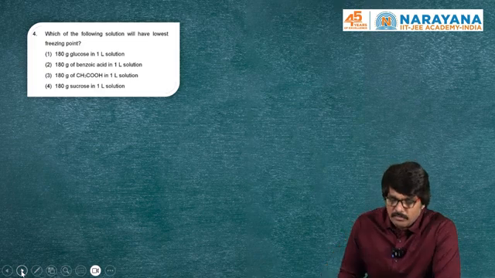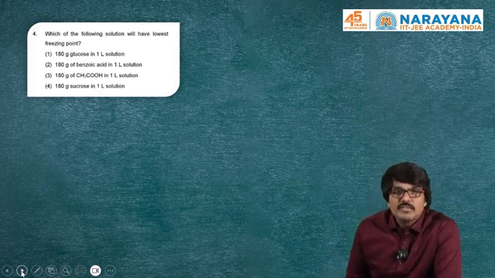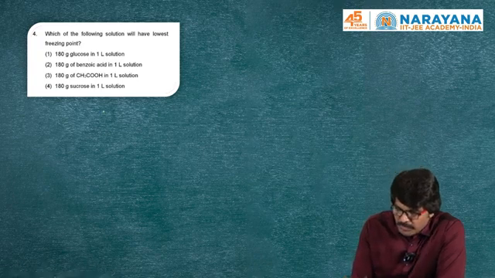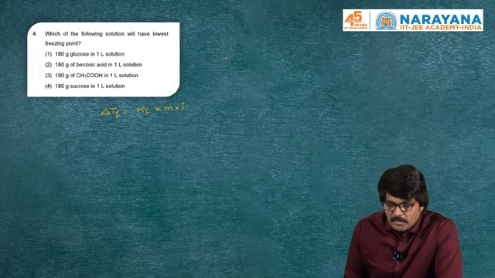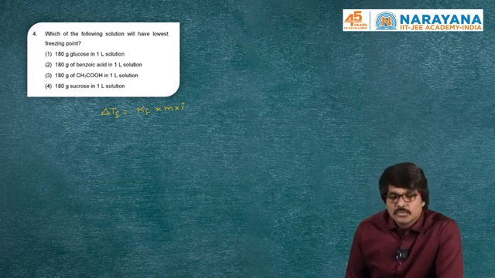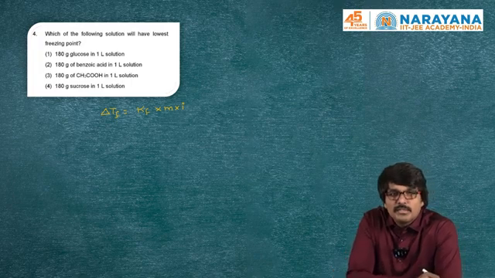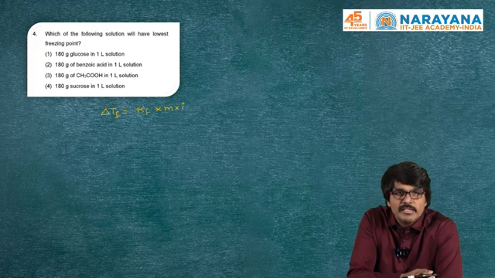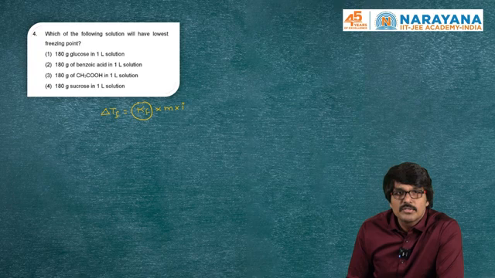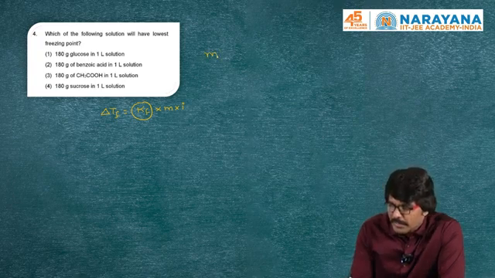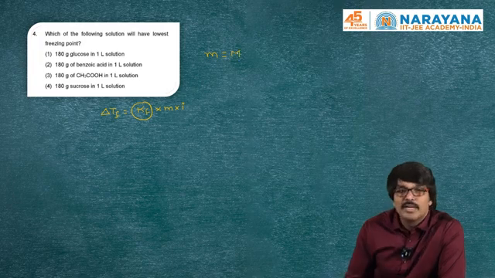And the next one: which of the following solutions will have the lowest freezing point? Here, the depression in freezing point, delta Tf, is equal to Kf into m into i, the van 't Hoff factor. The question is about the lowest freezing point. Due to the addition of a non-volatile solute, the freezing point of the resulting solution will decrease compared to the solvent. That means the resulting solution's freezing point will be less. In this situation, the solvent is water, so obviously Kf is the same in all the cases. For dilute solutions, we can take molality as almost equal to molarity.